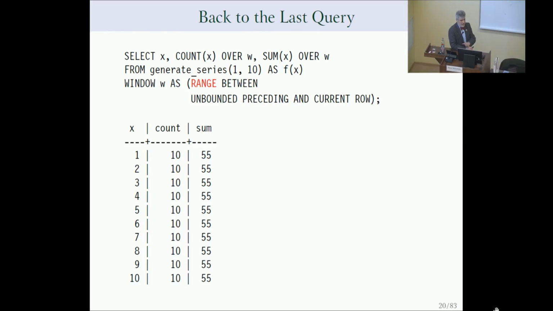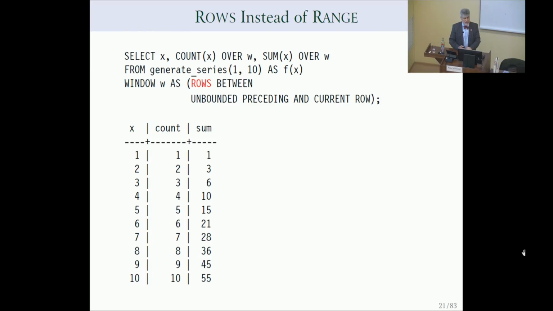Okay. So this is the query I showed you earlier. Remember the one that had the 55 all the way down, and the one that has a 10. So it's the count and the sum. And the thing to realize here is that we are doing this in range mode. Remember I said in range mode, without an order by, the current row is the last row in the partition, the last row potentially in the set. If I change range mode to rows mode, the results change. So there's range mode, there's rows mode.